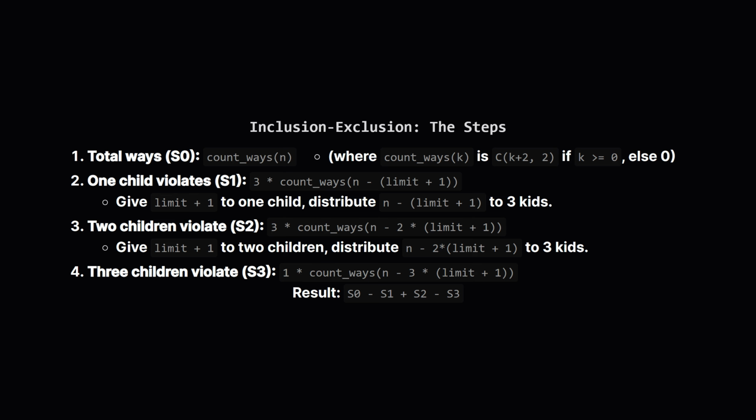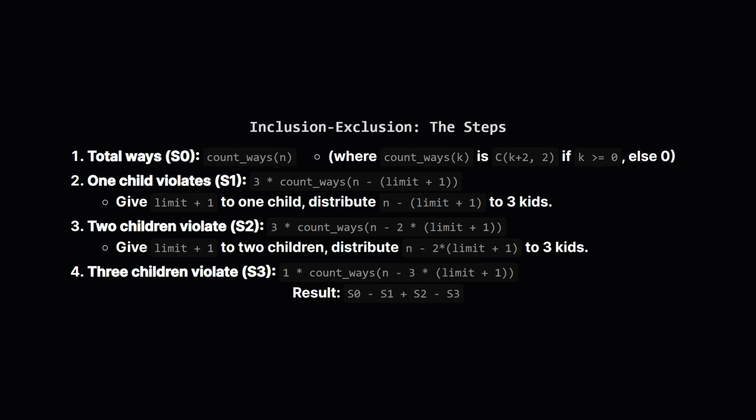Next, we subtract cases where at least one child gets too many candies. How? Pick one child. There are 3 choices. Give that child limit plus 1 candies to make them violate the rule. Then, we have n minus (limit plus 1) candies left to distribute among all 3 children, including the one who already got some. So this is 3 times count_ways of n minus (limit plus 1).